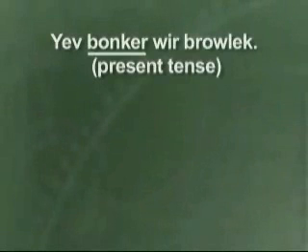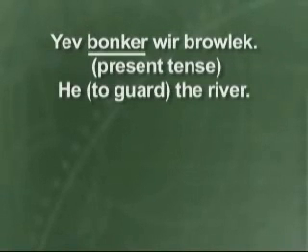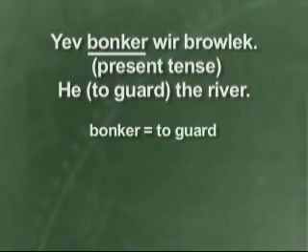Yev bonker wir braulicht. Present tense. The first step in answering this question is to translate the artificial language words. The words mean he, to guard, the river. You're given the verb form bonker. It means to guard. What form of the verb do you need? You're told you need present tense. Singular or plural?